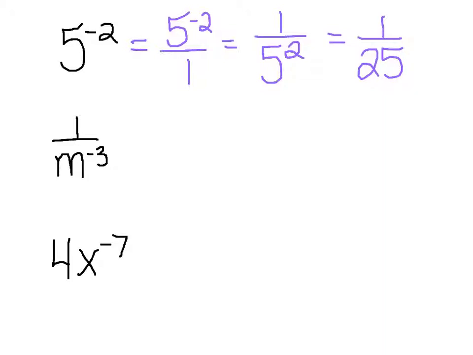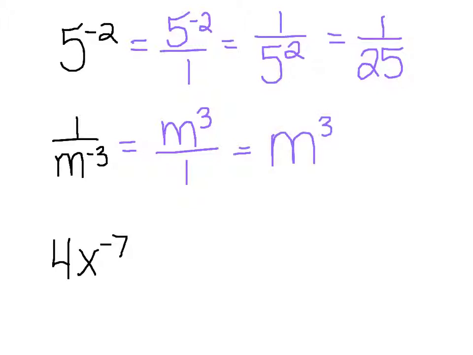Looking at the same thing, we have 1 over m to the negative third. We don't like negative exponents, so to get rid of that, we have to flip it. Since it's on the bottom, the m to the negative third is going to move to the top and become positive. So it's going to equal m to the third.